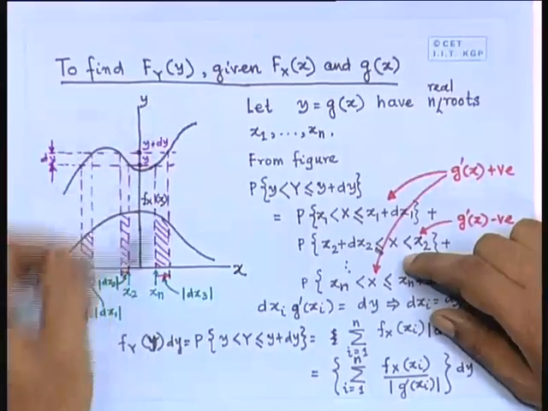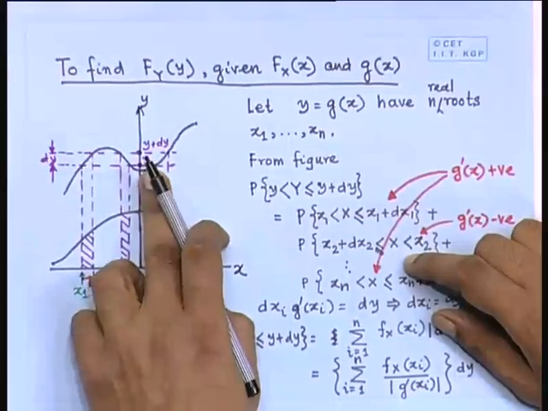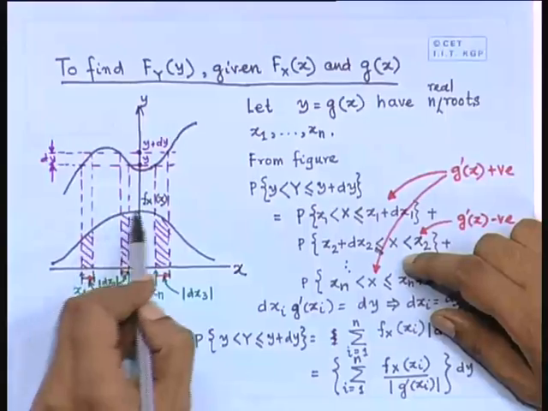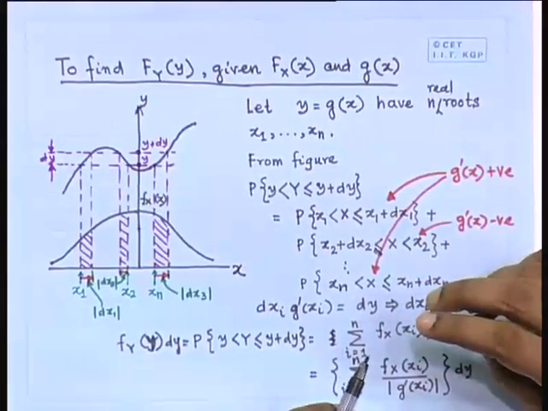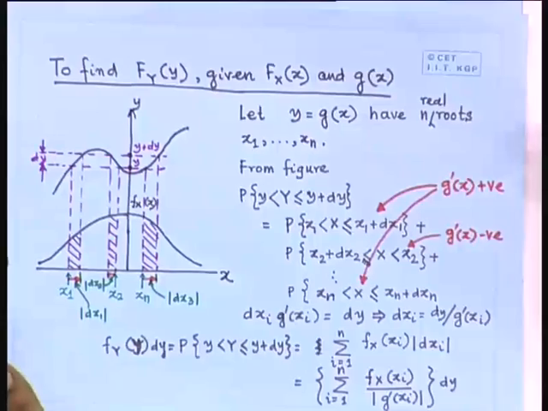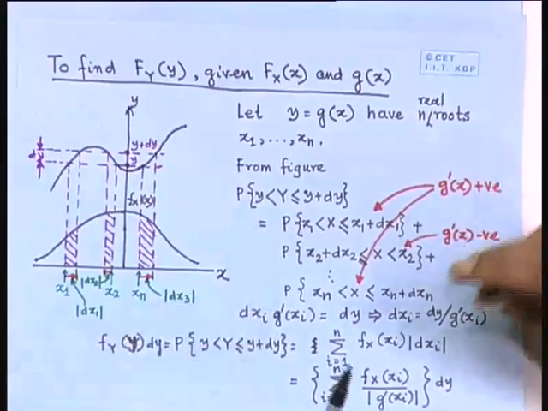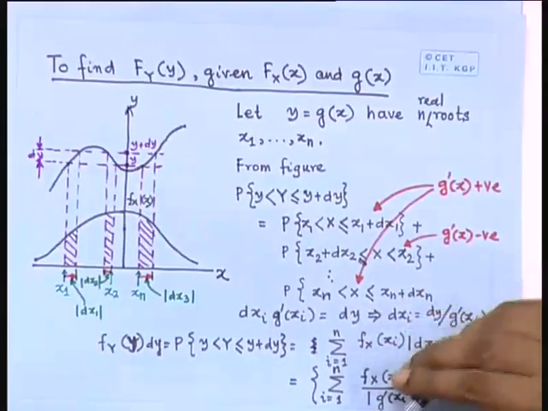Okay, I have drawn two graphs. The upper side is the y, so this curve is the g(x) curve, y equal to g(x), and this is the probability density curve of x. X is a random variable, so it has a density function associated with it. Now we want to know what is the density function of y. So how do you calculate that?